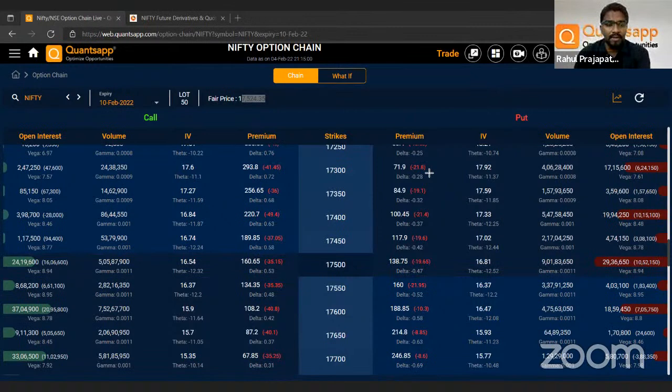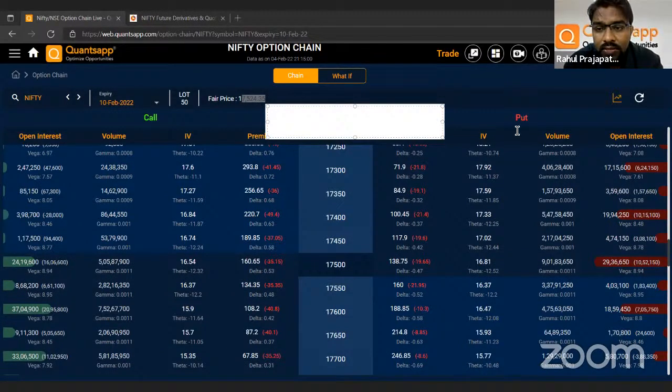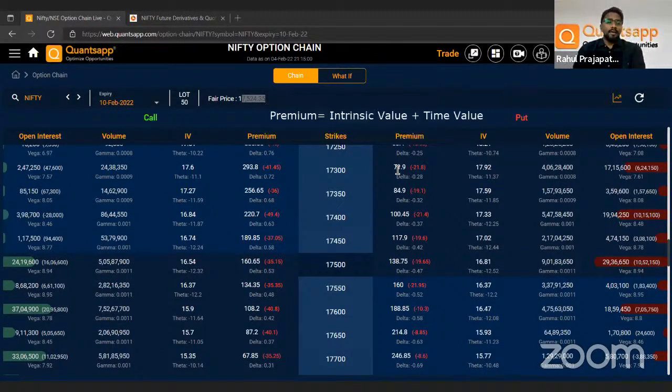So we understood the moneyness concept. Okay. We understood the premium. So premium is basically your intrinsic value and time value. Okay. That intrinsic value is again calculated by the same formula.